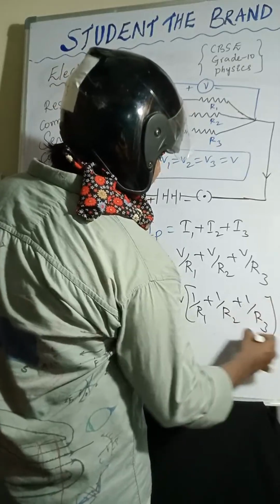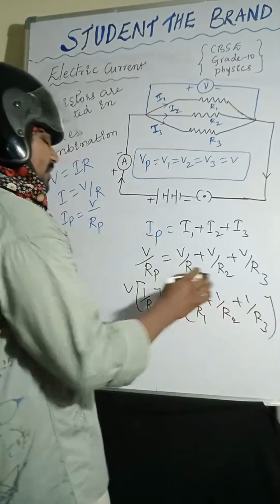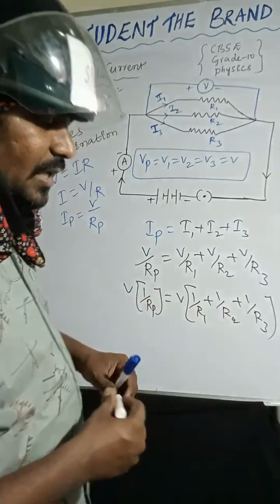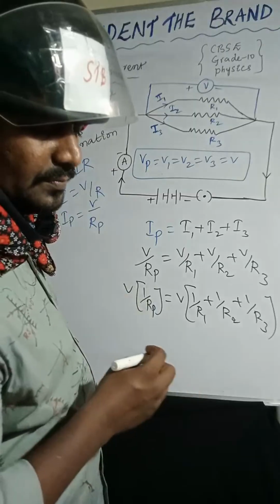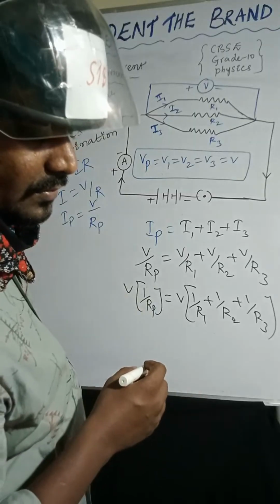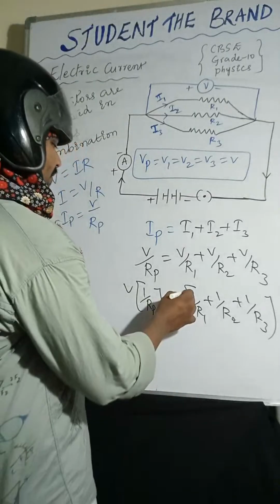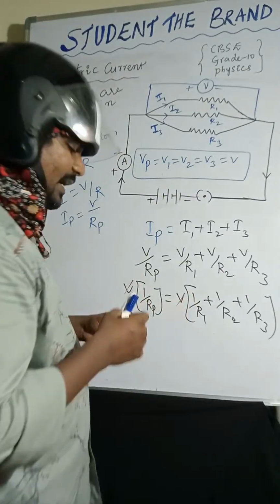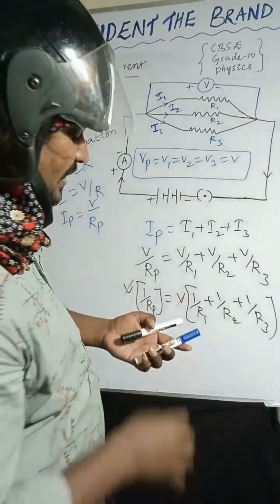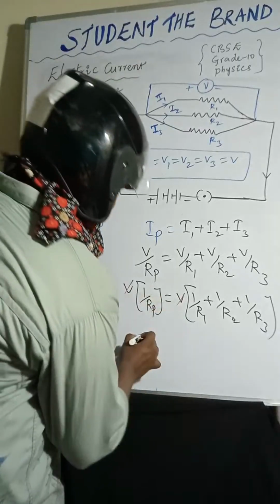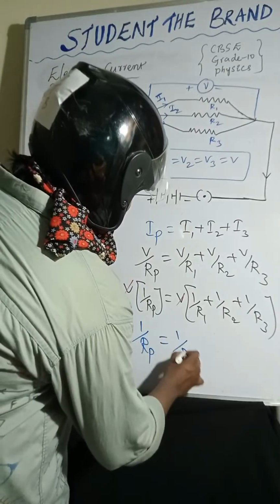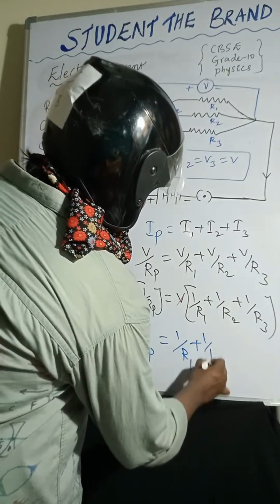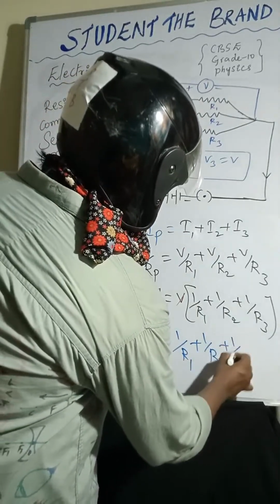1 by R3. Yes or no? So 1 by R1 plus 1 by R2 plus 1 by R3. So I am taking V common here, so V gets cancelled. The final answer is 1 by Rp equal to 1 by R1 plus 1 by R2 plus 1 by R3.